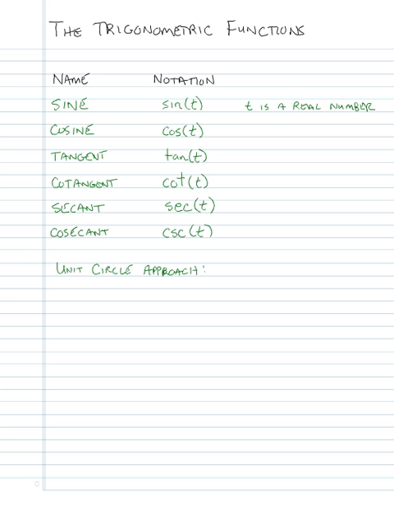So before we go further, what is the unit circle? The unit circle is a circle with center at the origin and with a radius of 1. That's really where it gets the name: unit circle, meaning the radius is 1 unit. So center at the origin with radius 1.